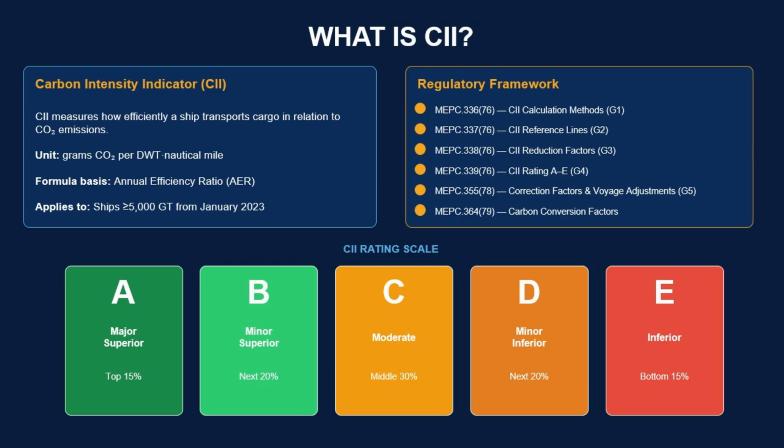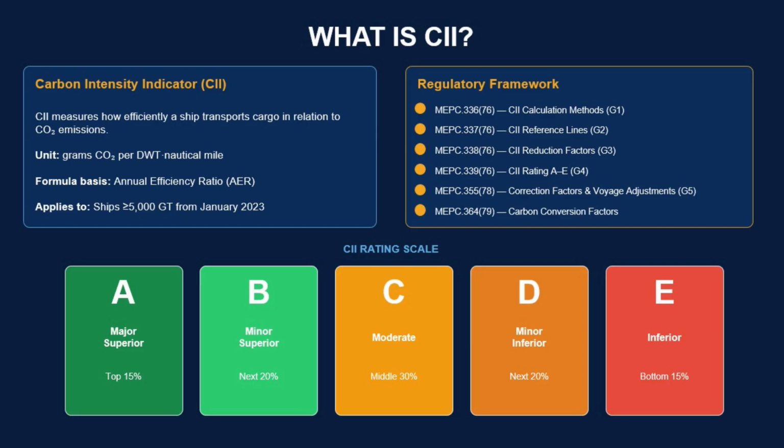The regulatory framework consists of MEPC 336.76, which gives the calculation method, MEPC 337.77, which provides reference lines, MEPC 338.76, which specifies annual reduction factors, MEPC 339.76, which establishes the A to E rating system, MEPC 355.78, which provides correction factors and voyage adjustments, MEPC 364.79, which gives carbon conversion factors for fuels.